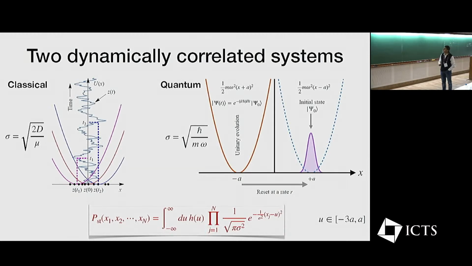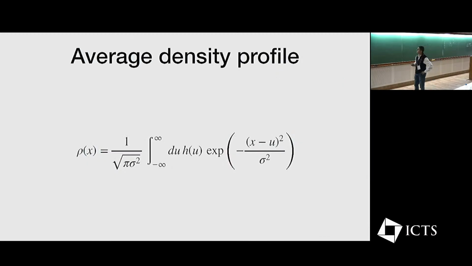So to summarize, we have engineered two systems, one classical and one quantum. By simultaneous driving, and the driving protocols are different in these two cases, you can drive the system to a steady state where the steady state has this CIID structure. And given this structure, you can of course compute many observables. For example, you might be interested in the average density profile. So how does the density profile of the gas look? This is simply given by that.